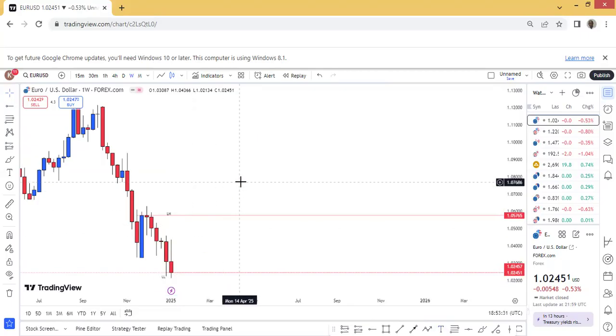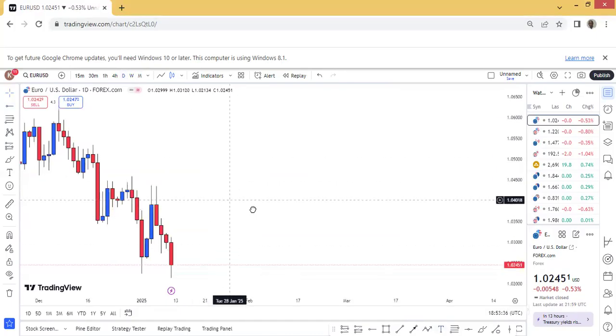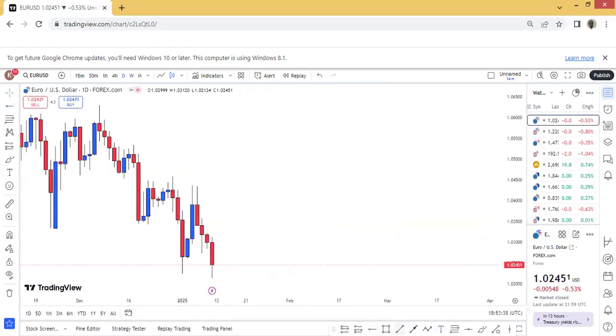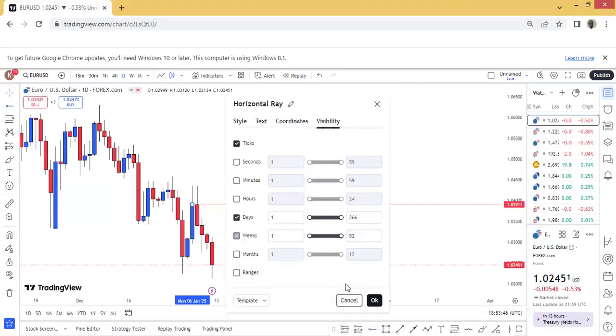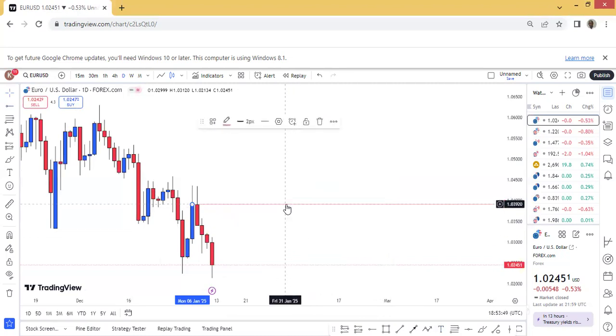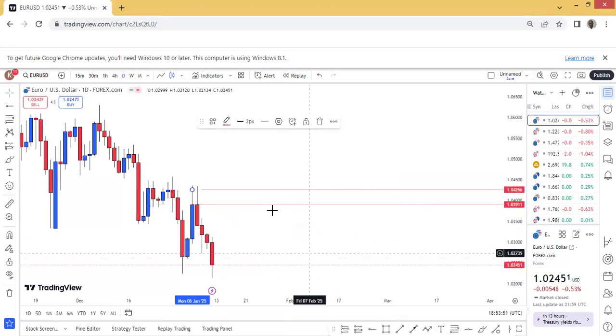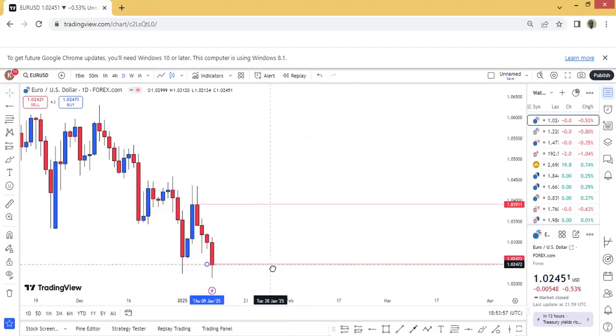We'll quickly go to the daily to also find the daily has also made a new low. So this is a lower high. Just want to be sure I see it only on the daily chart. And this is the new lower low. Let's label it.